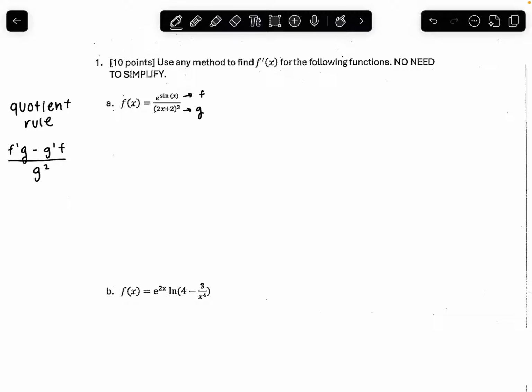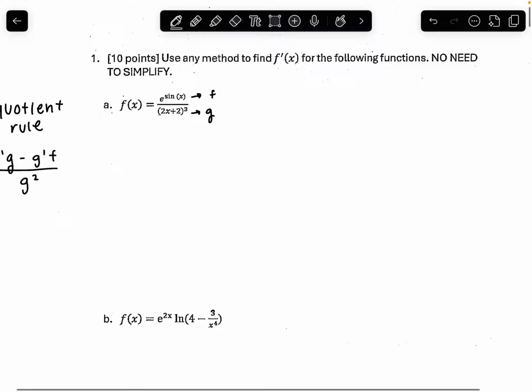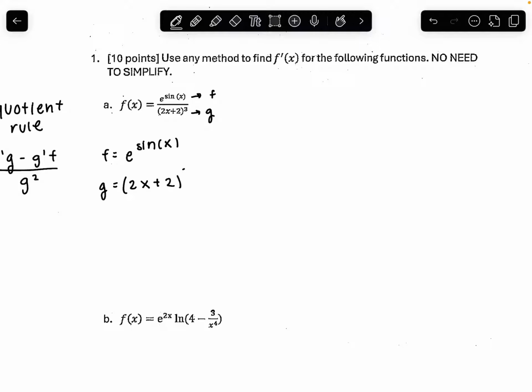So what we're going to do is find the derivative of the numerator, find the derivative of the denominator, and then plug everything into this quotient rule. Here is F, we have e to the sine of x, and G, we have (2x plus 2) cubed. In order to find the derivative of these individual parts, we have to use the chain rule on both of them, because we have a function within a function. We have a composite function.